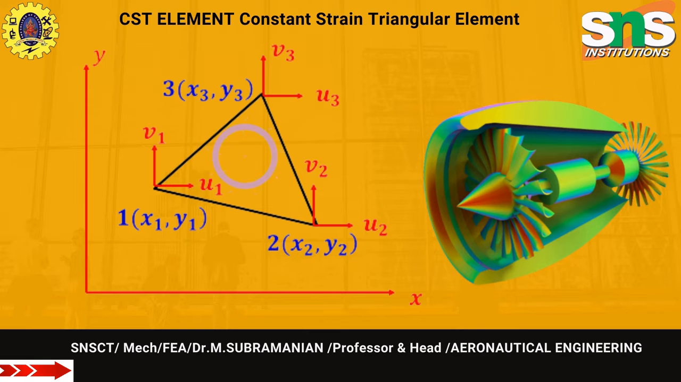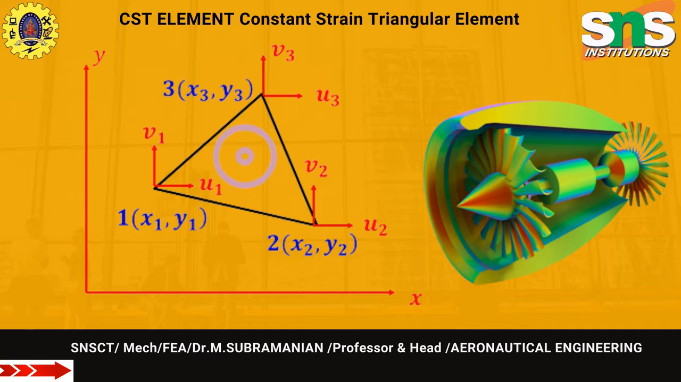Counterclockwise or clockwise node numbering. Each node has 2 degrees of freedom, u and v. Displacement interpolation using the shape function and nodal displacement. Displacement is linear because three nodal data are available. Stress and strain are constant. At node 1, it has u1 and v1. At node 2, it has u2 and v2, and at node 3 it has u3 and v3 displacement.